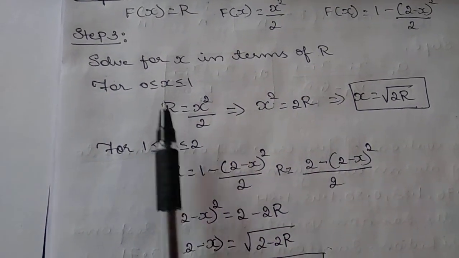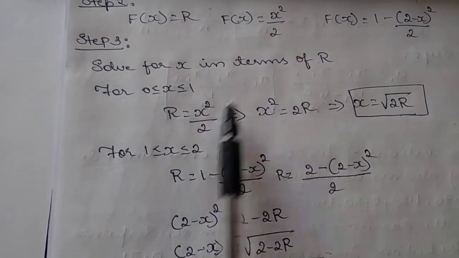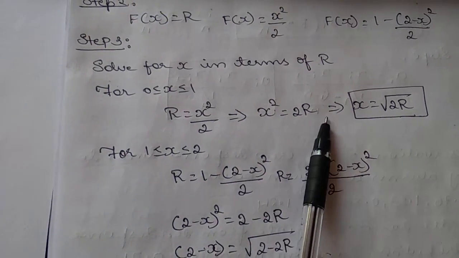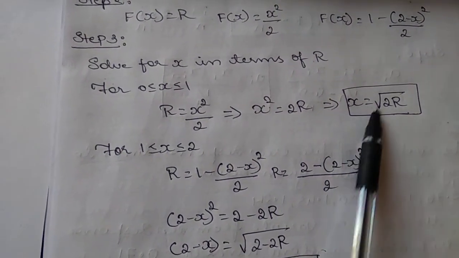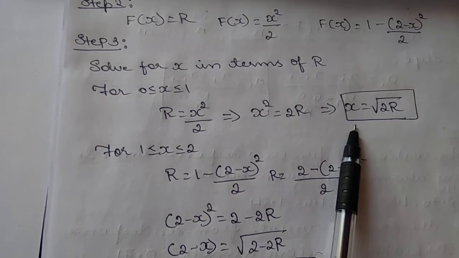First I'll solve this one. R equals x square by 2. So x square equals 2R and x equals square root of 2R. This is one formula we got.